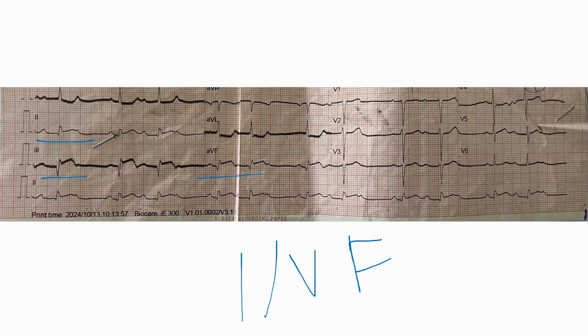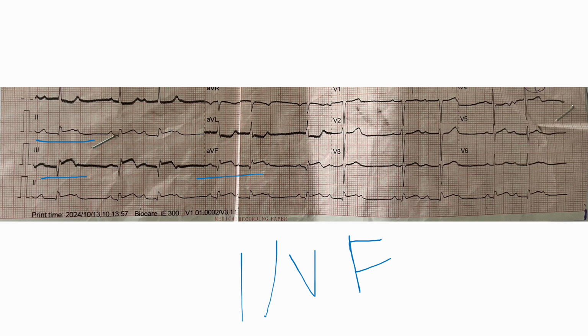Remember, usually for other MIs, we give nitrates. Nitrates would be contraindicated in patients with inferior wall MI because they will decrease the preload, and decreased flow will go to the right side of the heart, and that is going to very severely drop the cardiac output.